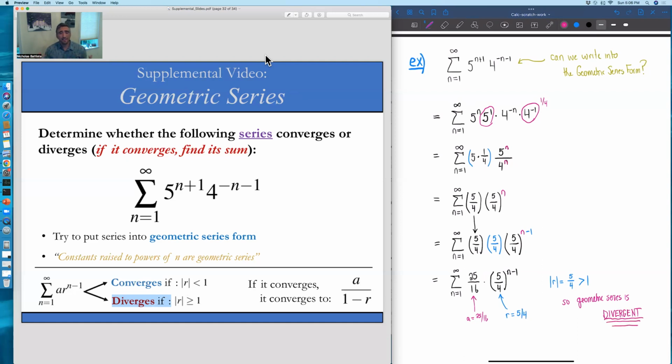But the thing to recognize in this problem is the fact that in the original series that we were given, we only had constants raised to powers of n. And whenever we have that case, we can always use some algebra to put this into the more standard geometric series form. And from there, we can apply the geometric series test and ask, hey, is the absolute value of r greater than 1? Which means the series is divergent, like in this case, or if that absolute value of r is less than 1, the series would be convergent.